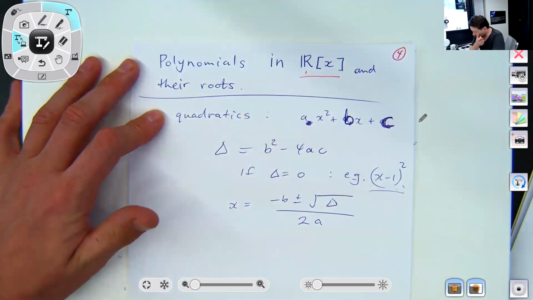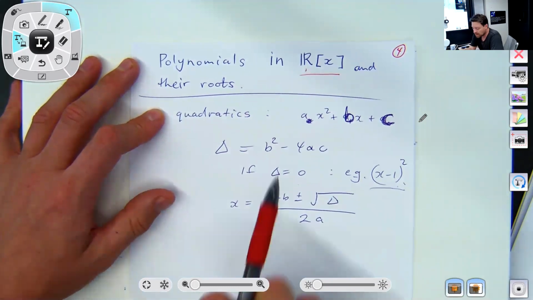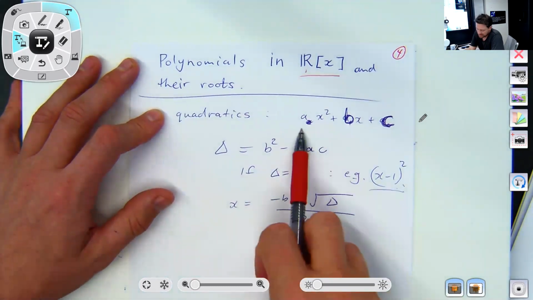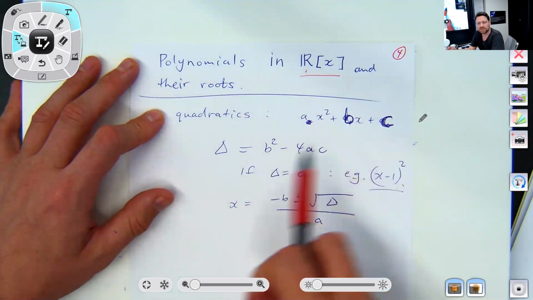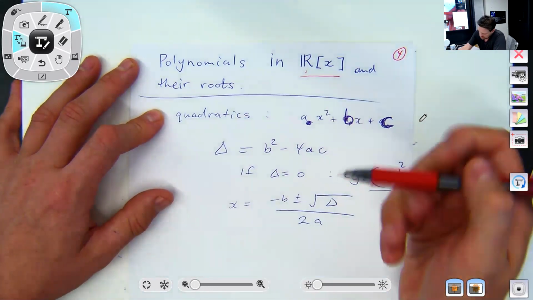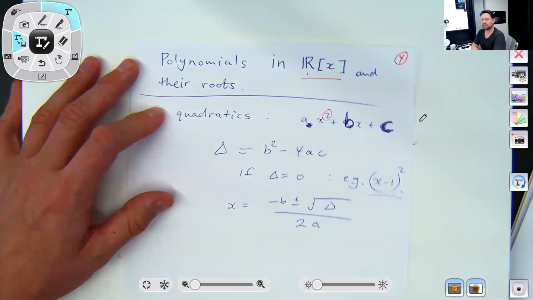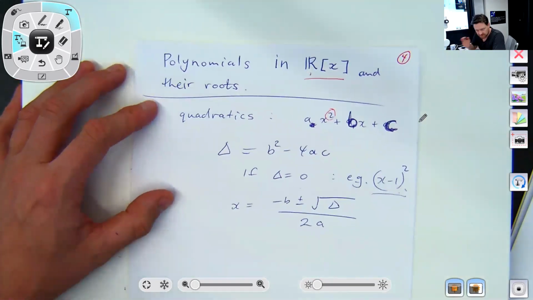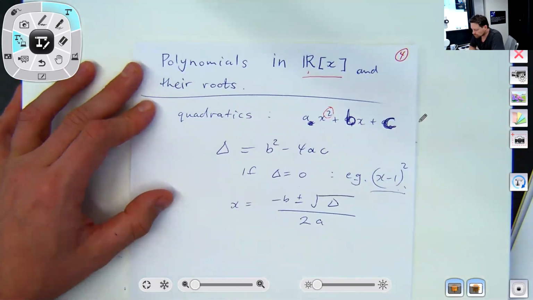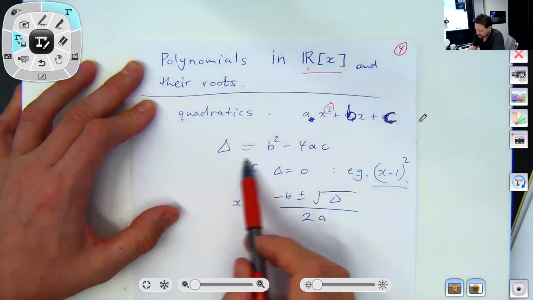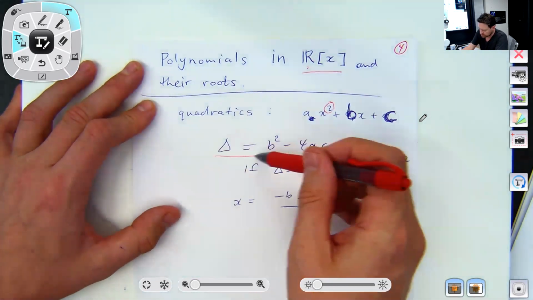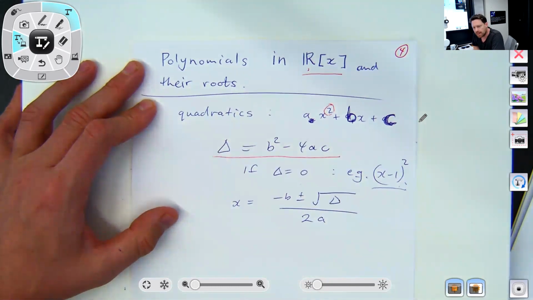Okay, so let's begin with quadratics. Okay, so what I have here is ax squared plus bx plus c. So that's degree 2, because here we see the 2 is the highest exponent, and so that's the degree of the polynomial. Now I've got the discriminant, which will be probably familiar to you if you went to high school.